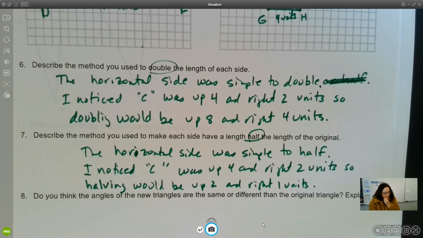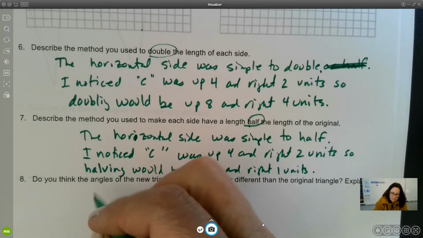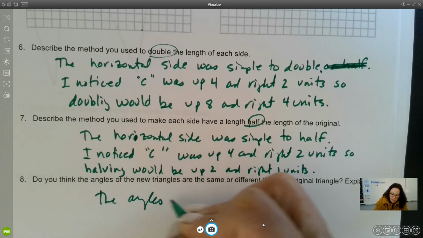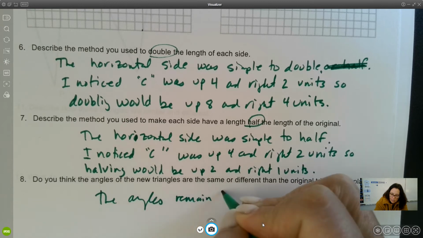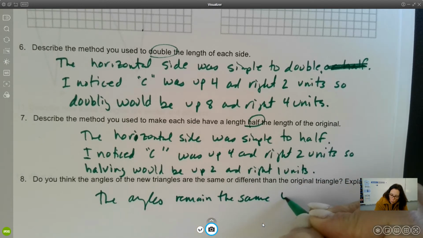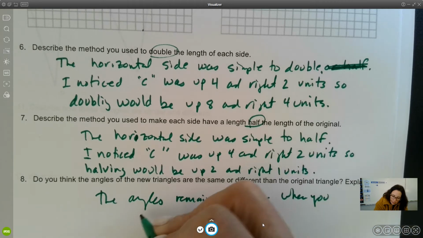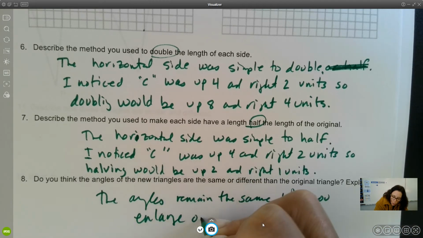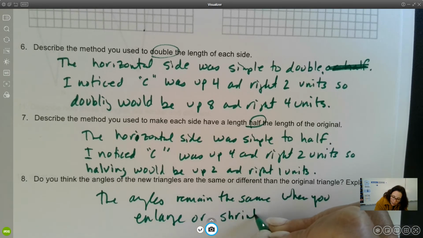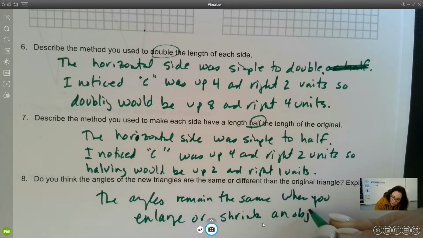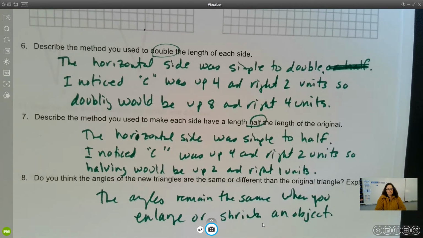Alrighty, do you think the angles of the new triangles are the same or different than the original triangle? Okay, the angles are the same. The angles remain the same when you enlarge or shrink an object.